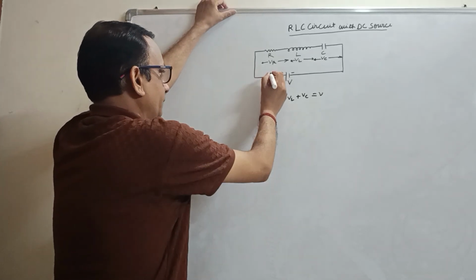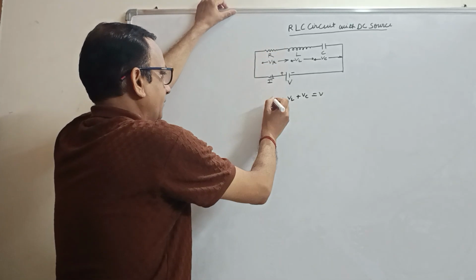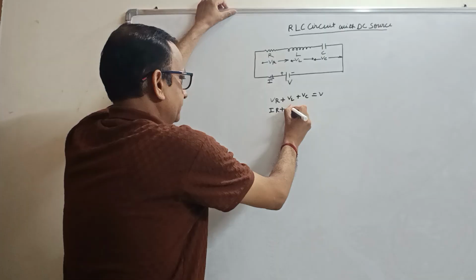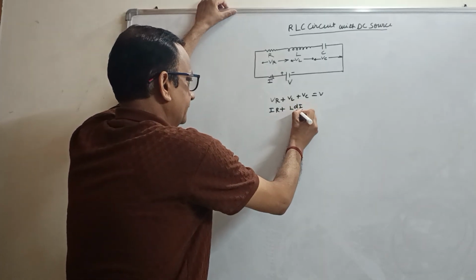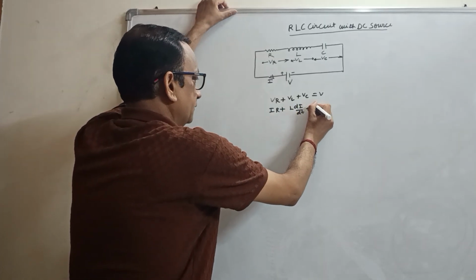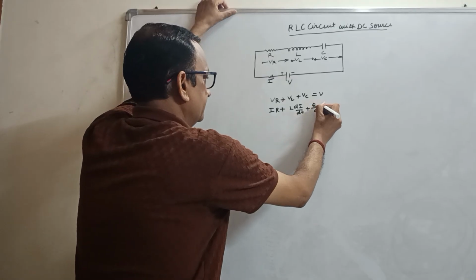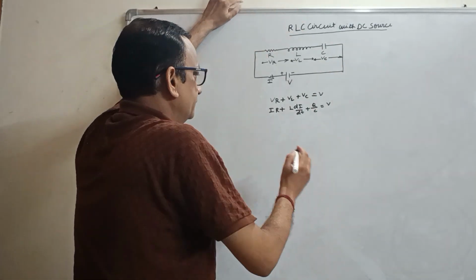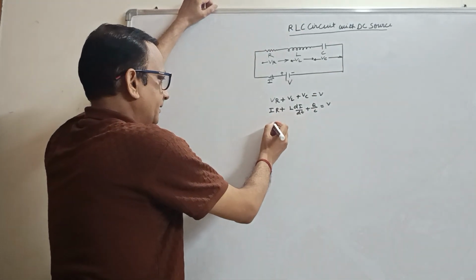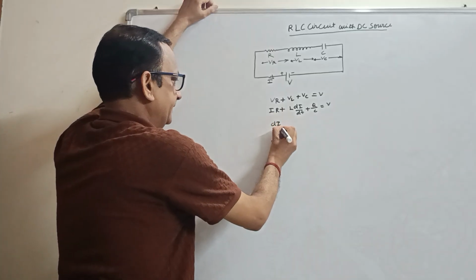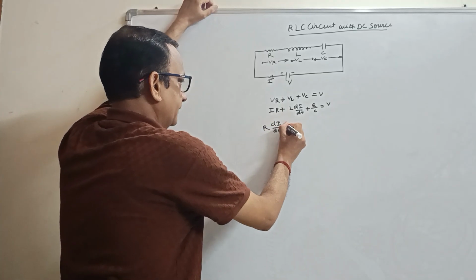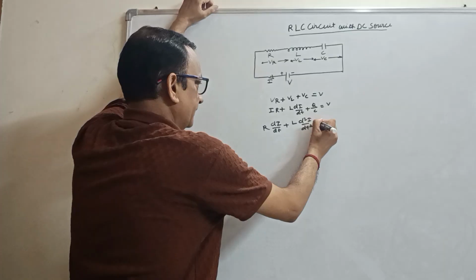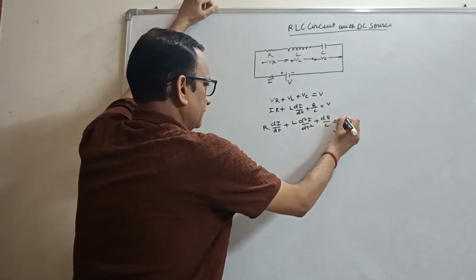So here the potential difference across the resistor would be IR, across the inductor L di by dt, and across the capacitor Q by C. Here the capacitance is C and the charge is Q. So differentiate this equation with respect to time: R di by dt plus L d2I by dt square plus (dQ by dt)/C, and this becomes 0.